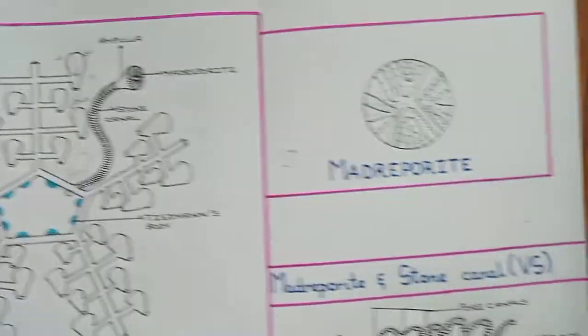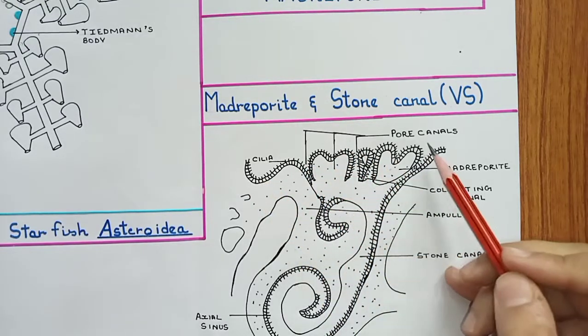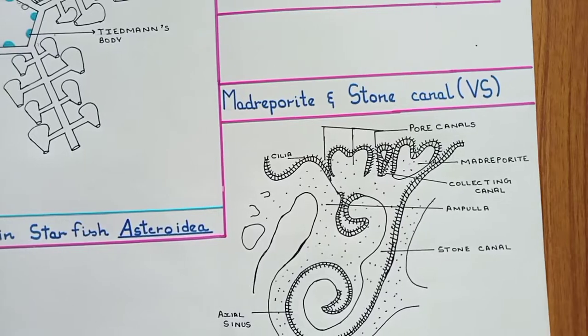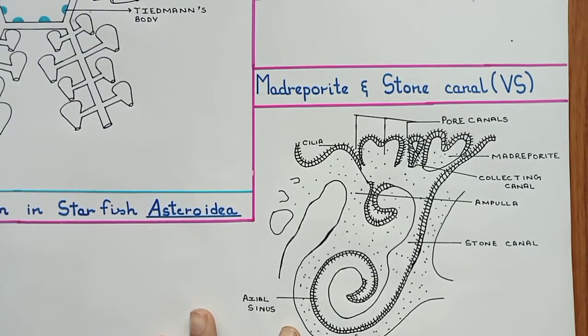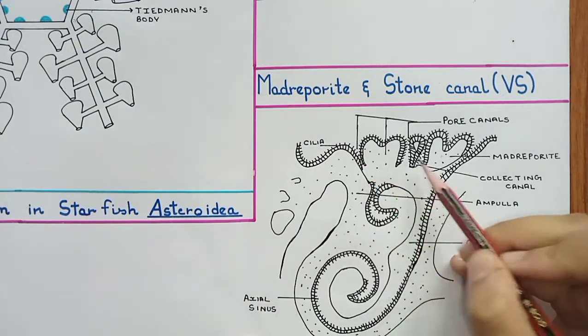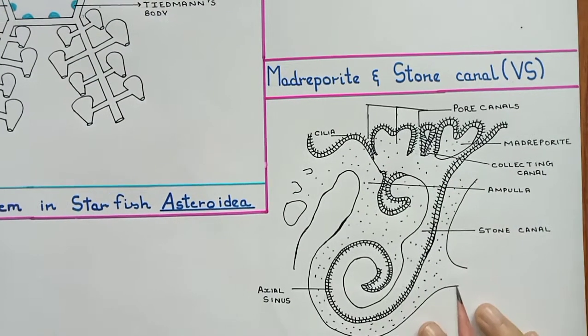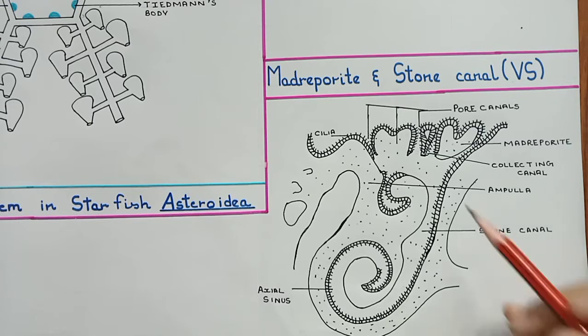Now, in the Metroporite, there are many ridges, there are many grooves, okay? And at the base of these grooves, there are pores present. Since these pores are present on the base of the grooves, this Metroporite is also given a term as a sieve plate.